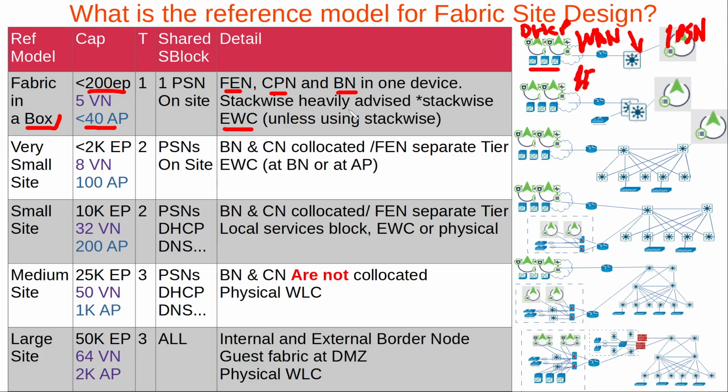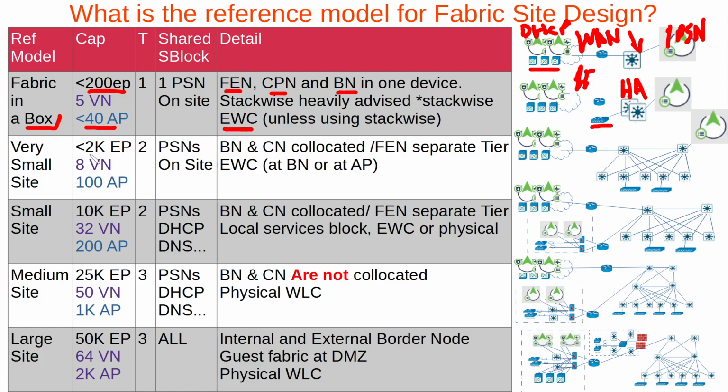You are advised to use SD-Access technology in order to have some sort of high availability for that box. In that case, if you're using SD-Access, you will need a physical wireless LAN controller. Otherwise, if you're not using SD-Access, you can run the embedded wireless LAN controller in that box as well.